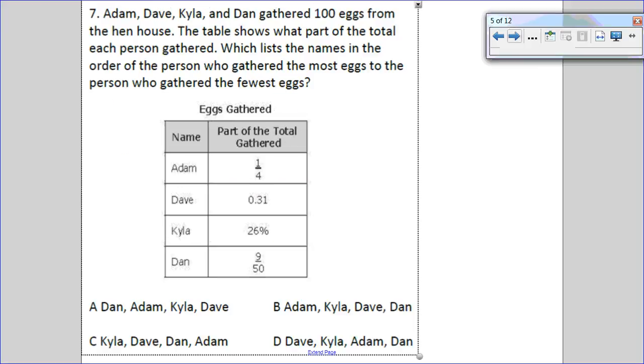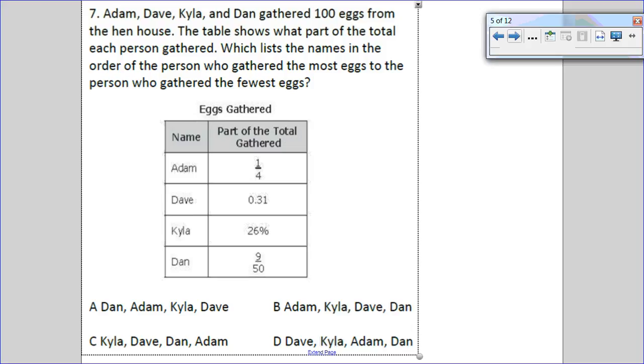Okay, so Adam, Dave, Kyle, and Dan gathered 100 eggs from the hen house. The table shows what part of the total each person gathered. Which lists the names in the order of the person who gathered the most eggs to the person who gathered the fewest eggs? So the most eggs would be the largest number. The fewest eggs would be the smallest number.